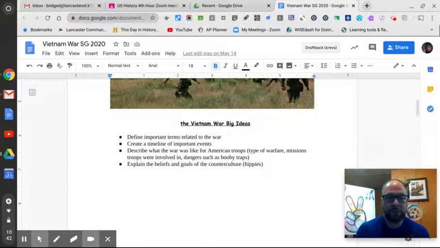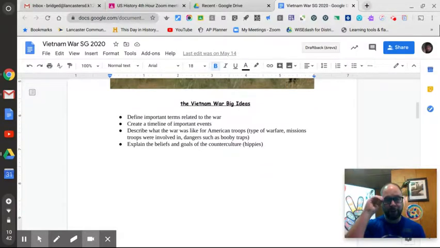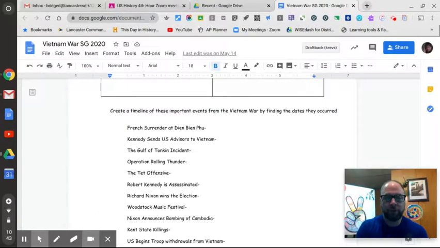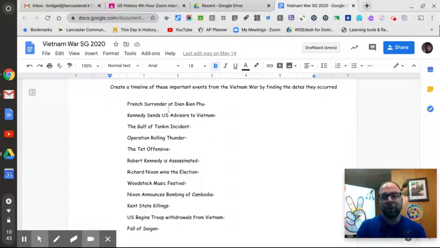The next objective, create a timeline of important events. Now, the timeline I had you do is just finding dates. All you had to do is find the dates for those events on the last page. I'll scroll down to that to show you. Right there. From the French surrender at Dien Bien Phu on May 7th of 1954, somewhere in there, May 8th, May 7th or 8th, all the way down to the fall of Saigon, which happened on April 30th of 1975. But here's everything in between.